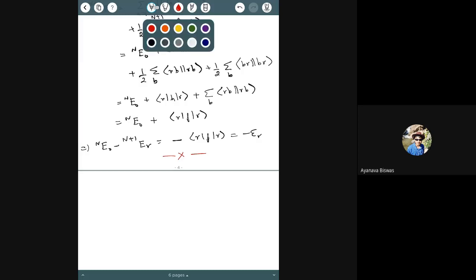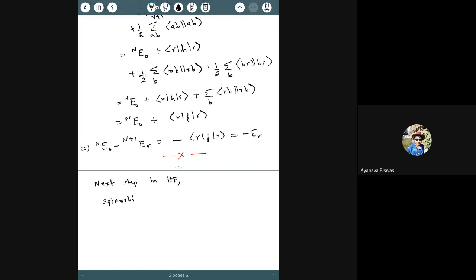So the next thing that was required was going from the spin orbital basis to the spatial orbital basis, because we cannot explicitly handle spin coordinates numerically. So this is something we have to do. So the next step in Hartree is to go from spin orbitals to spatial orbitals.